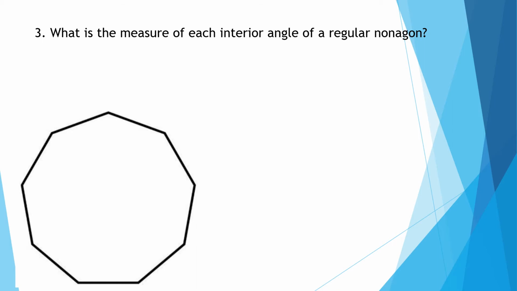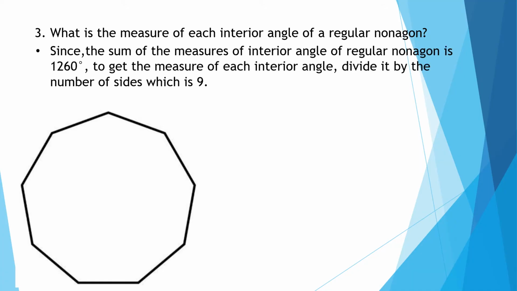What is the measure of each interior angle of a regular nonagon? Since the sum of the measures of the interior angles of a regular nonagon is 1260 degrees, to get the measure of each interior angle, divide it by the number of sides, which is 9. 1260 degrees divided by 9 is equal to 140 degrees.